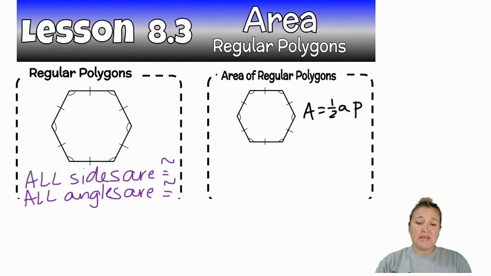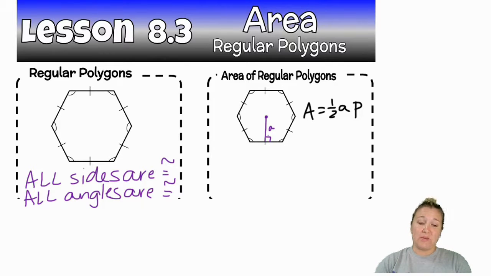The apothem is going to be perpendicular to one of those sides. So if I were to draw a line from the center, so it's almost like the radius, if we had a radius of a side of a polygon, this is going to be 90 degrees with one of the sides. That's going to be labeled as the apothem.